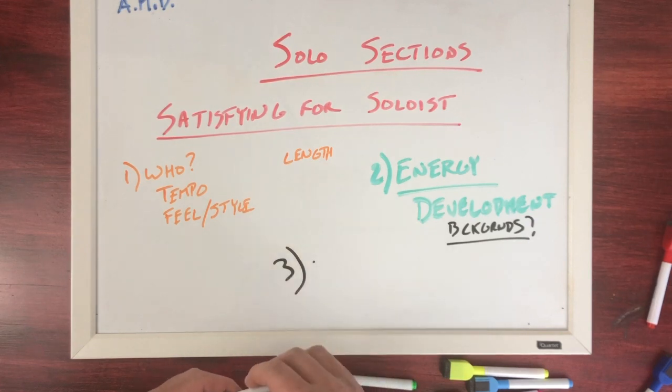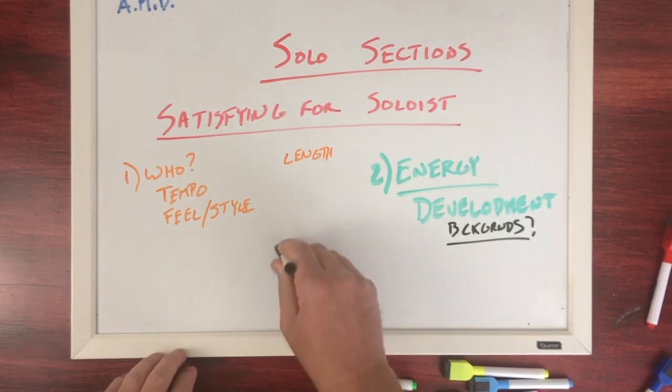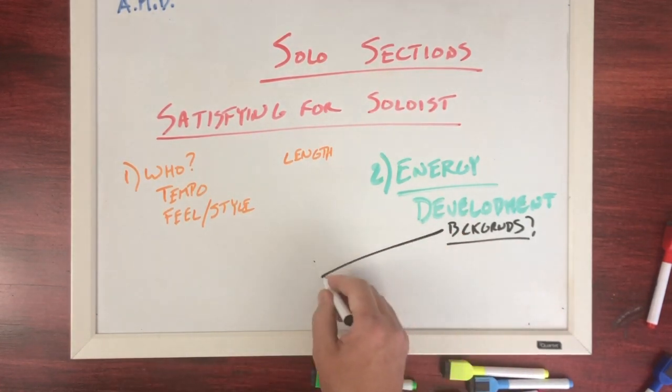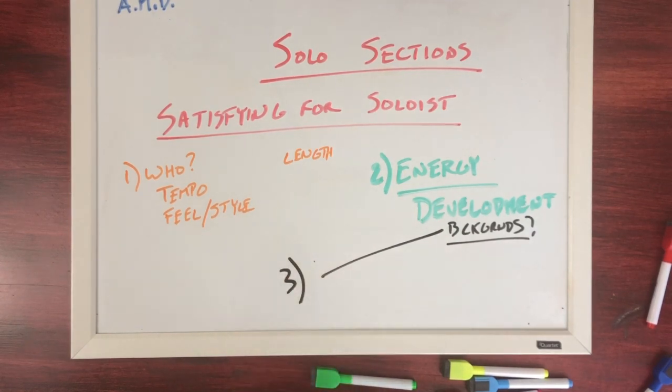And then finally, as you're of course thinking about all of this, backgrounds is probably the third area we want to think about in terms of what we need to support the soloist. Do we need a lot of active backgrounds, or do we need just a few sparse ideas?